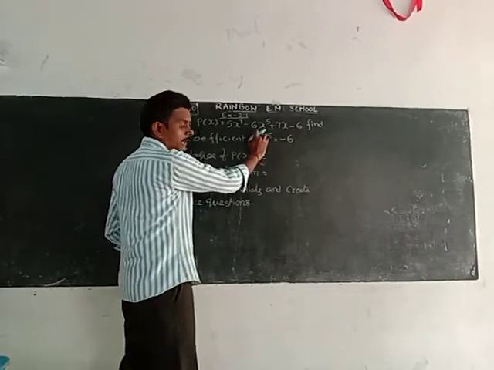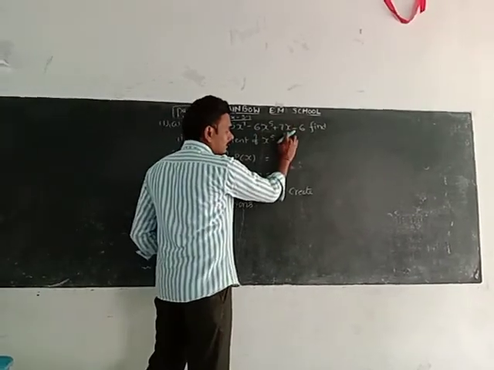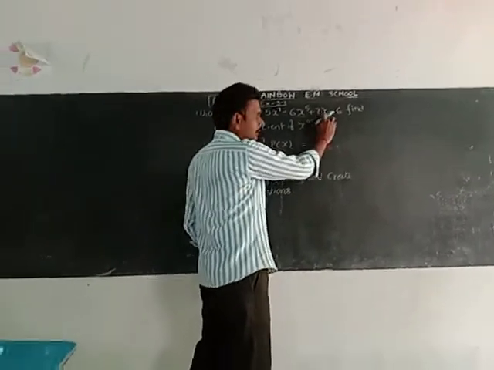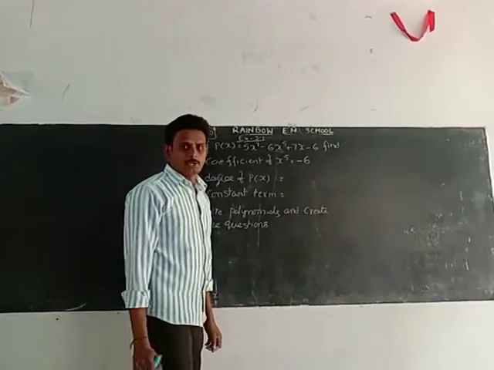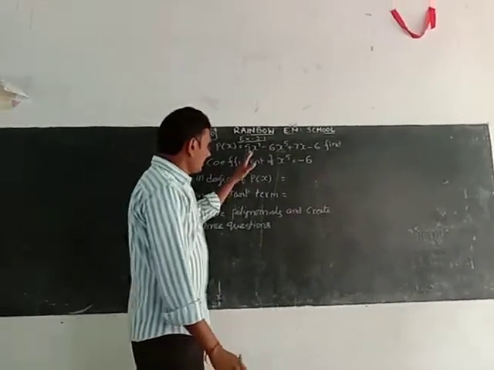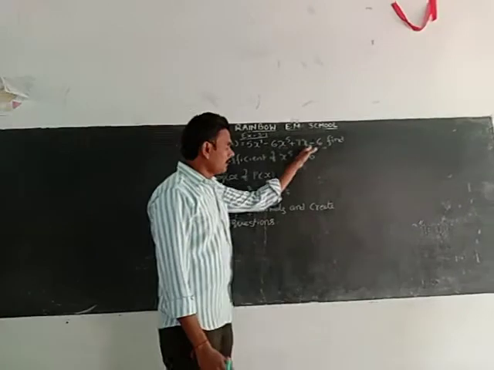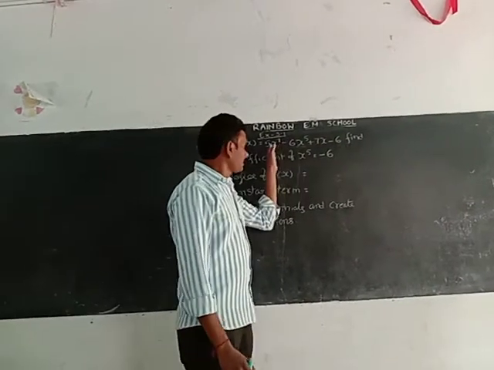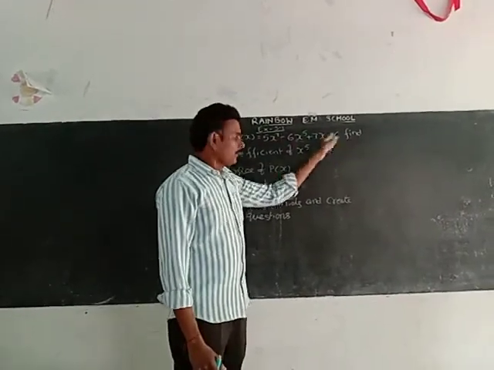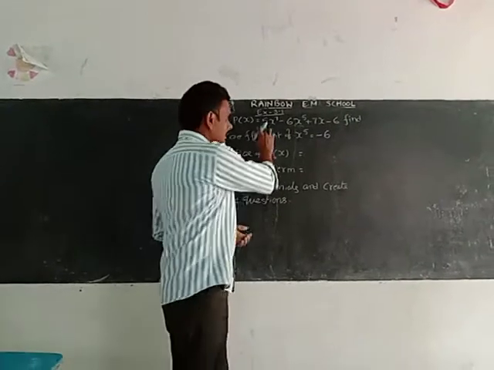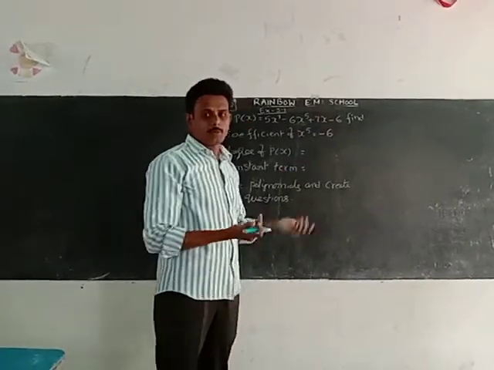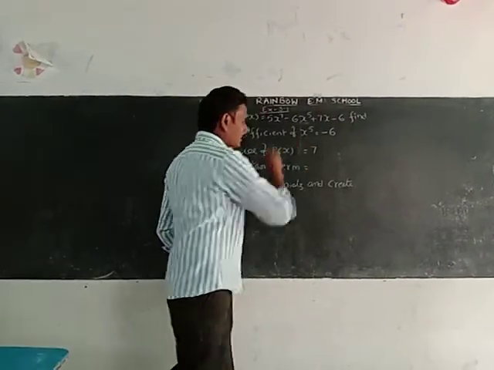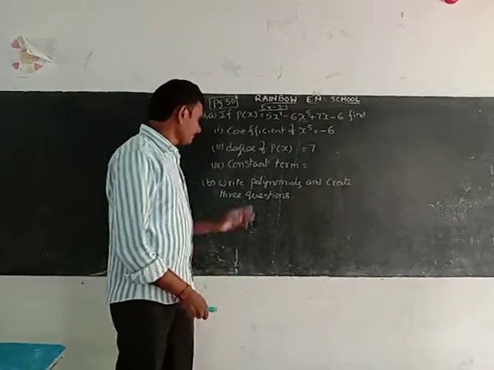What is the degree of this term? x power 5, 5 is the degree. What is the degree of this one? x power 1, 1 is the degree. Here the constant's degree is 0. So we have 7, 5, 1, 0, the degree of each term. Now which is the highest one? 7 is bigger. So the degree of p of x is 7.